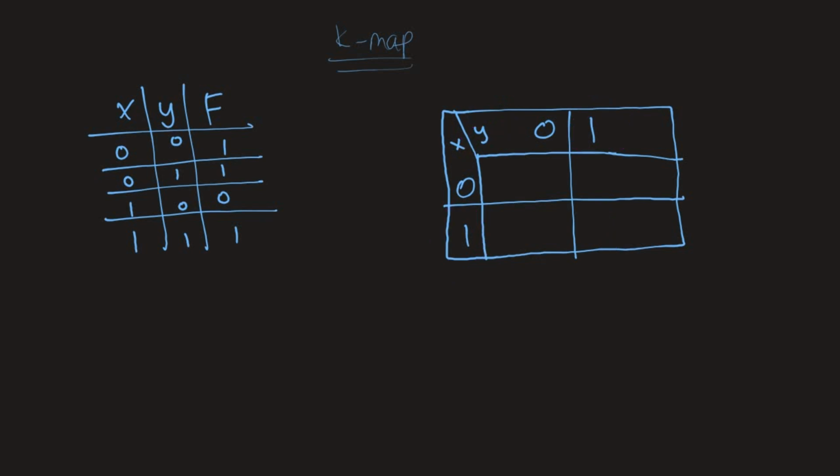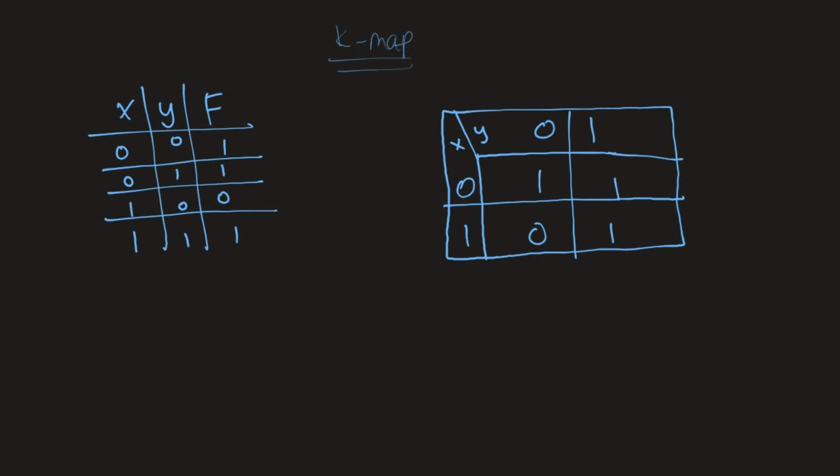Okay, so I hope it makes sense. Let's actually fill the table. So 0, 0, 1 goes here, 0, 1, 1 that's 1 over here, so 1, 0, 0, that's a 0 over here, and then 1, 1, 1. So that's how you're going to fill the table.